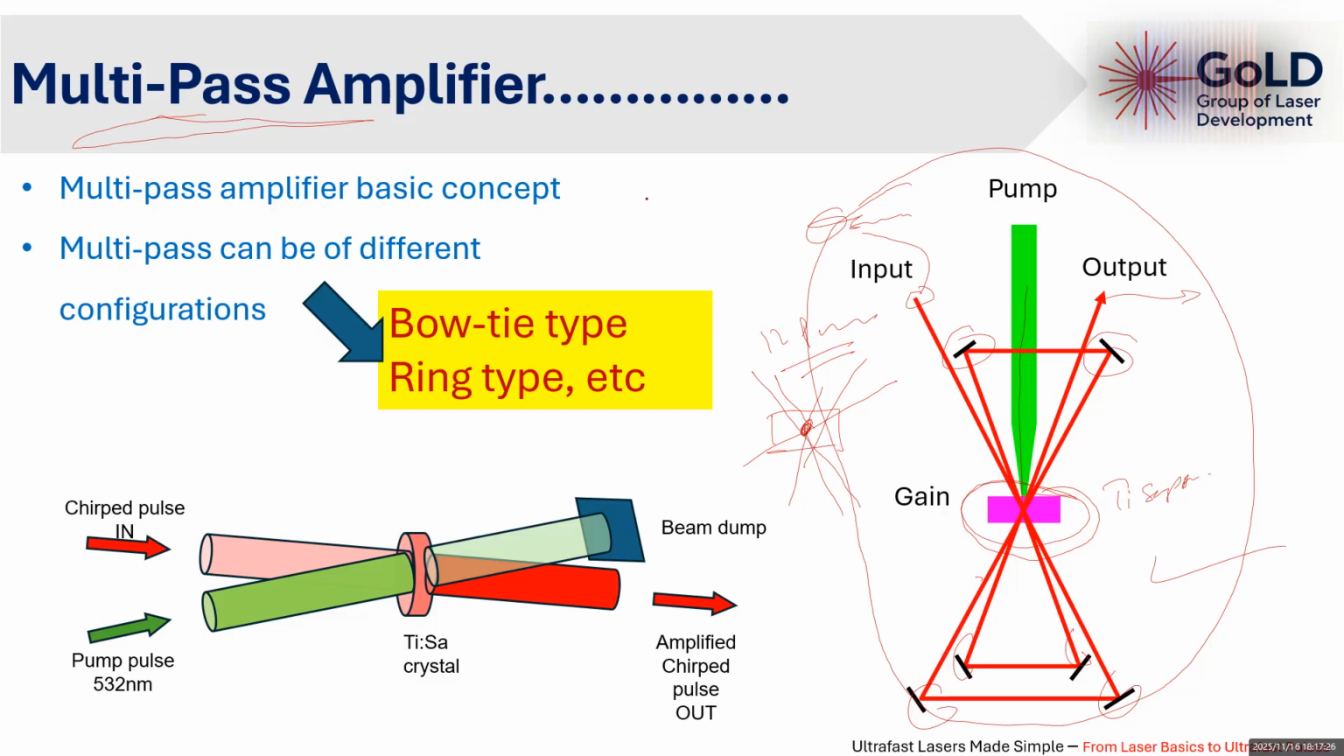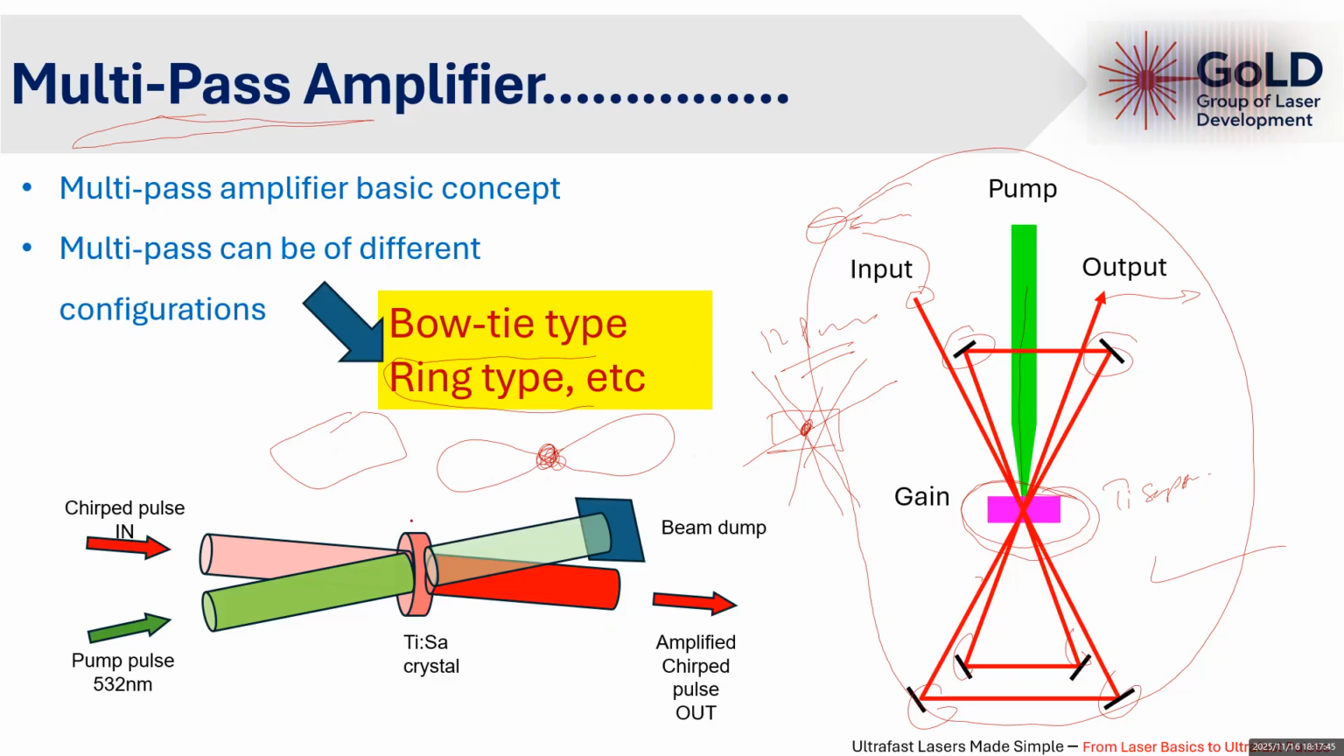And there are types of multipass amplifier also, like the bow tie type. If you have seen a bow tie, it's like this. And the ring type, the closed circle, or some arrangement of this kind.